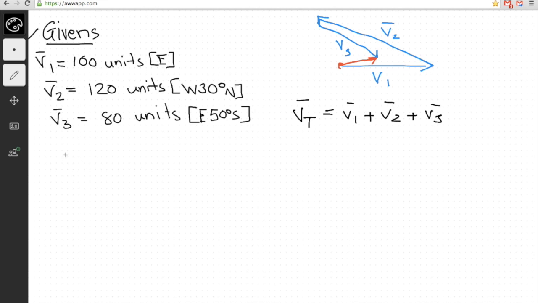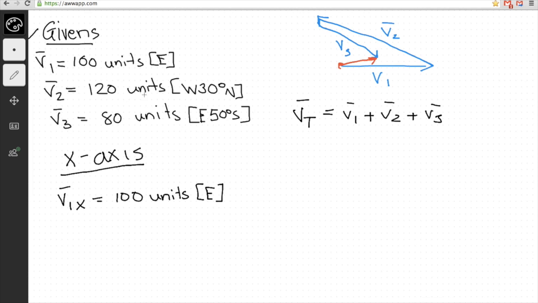The first thing we do is look at the components of each vector that are going east and west, or along the x-axis. So for V1, that's easy because it is only going in the x, or east, direction. So the x component of V1 is 100 units east.